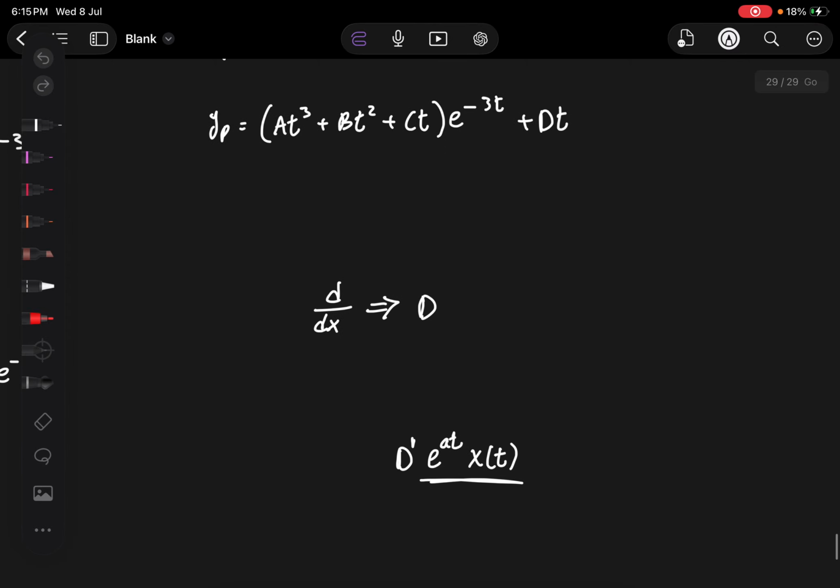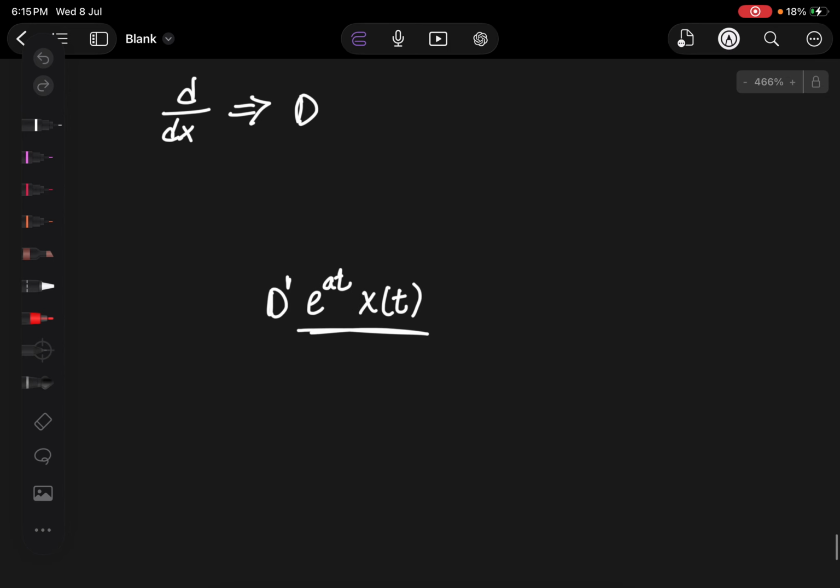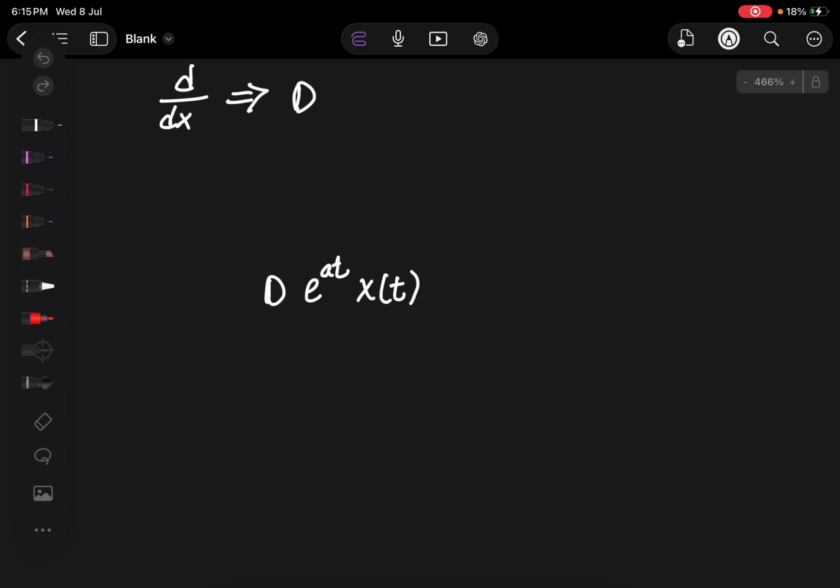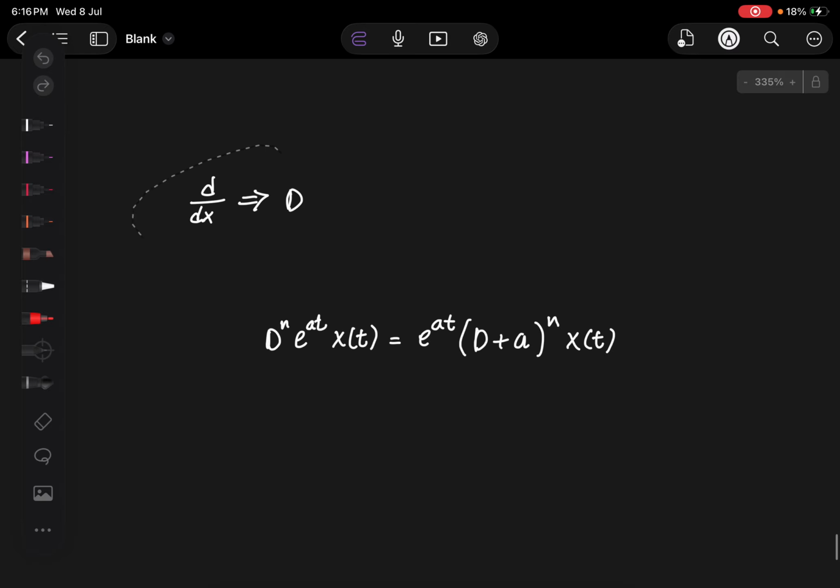So let's verify that we have the exact same thing: e to the at times some function of t. This is a polynomial of t times e to the negative 3t. So in order to find the nth derivative, it's e to the at times (D plus a) to the nth power times x, the same function. So let's use this.